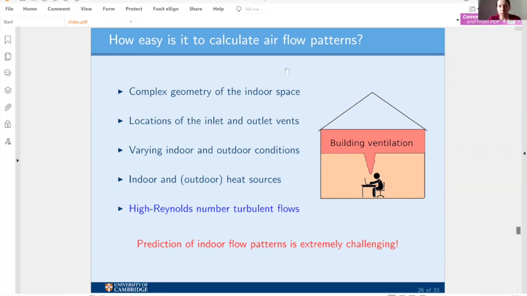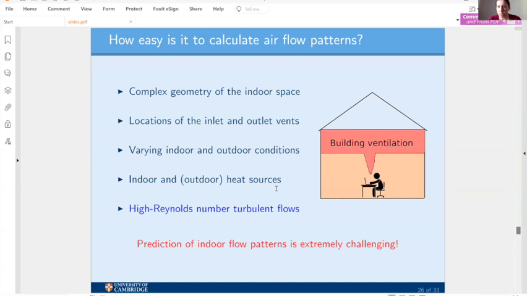And all these factors mean that we almost have no chance of developing a good theoretical model for a certain building and predicting how the air will flow inside a certain building.